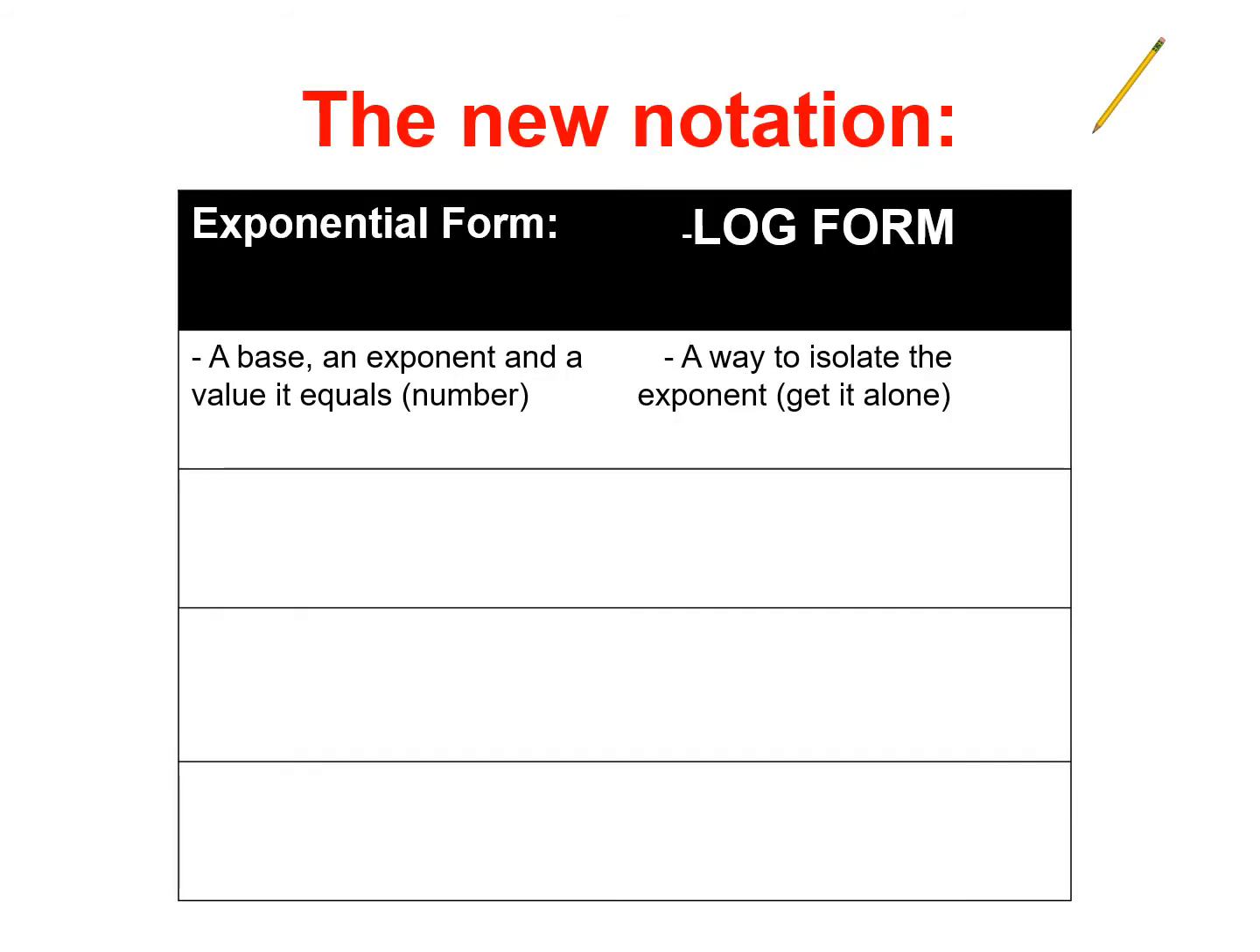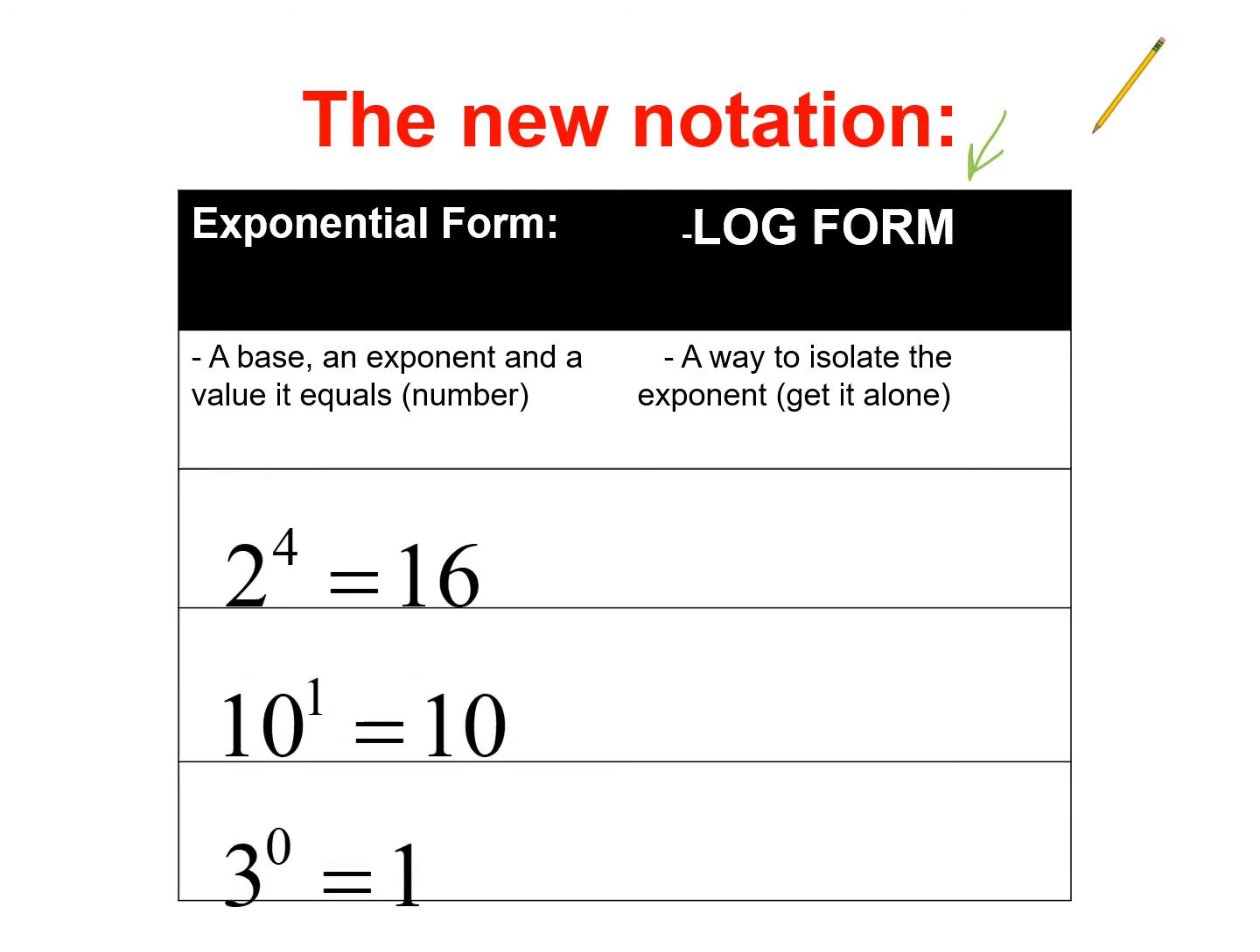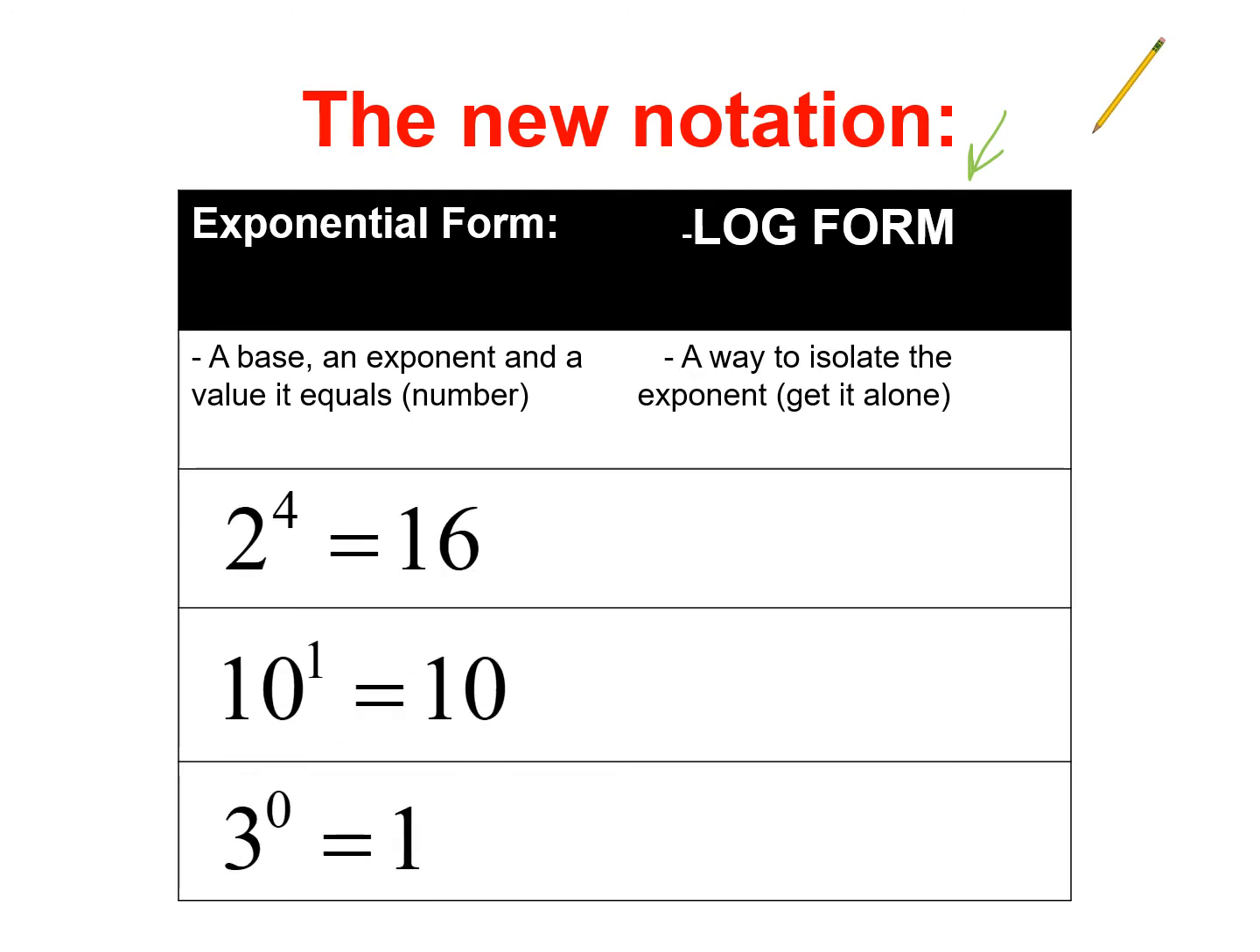All right, so this new notation. Again, exponential form is something we've dealt with, and you're probably a little bit more comfortable with it than log form. Log form is very much so brand new, okay? So a base, an exponent, and a value, it equals. So that's what exponential form is. So the first thing we have then is 2 to the 4th equals 16. Now, we need to take that and we need to turn it into log form.